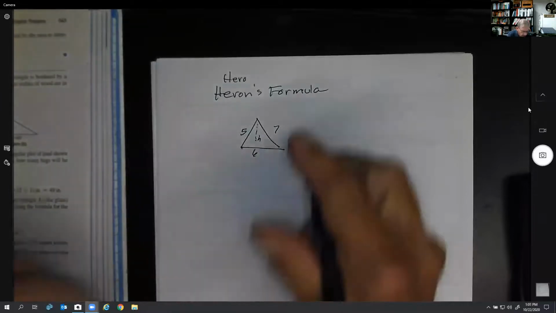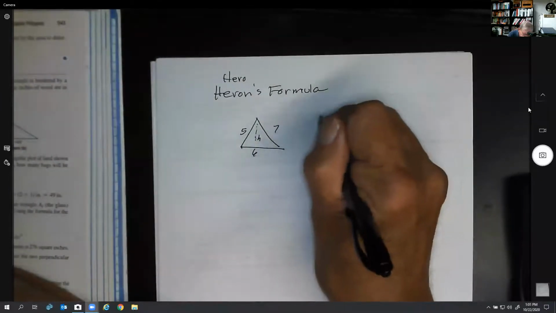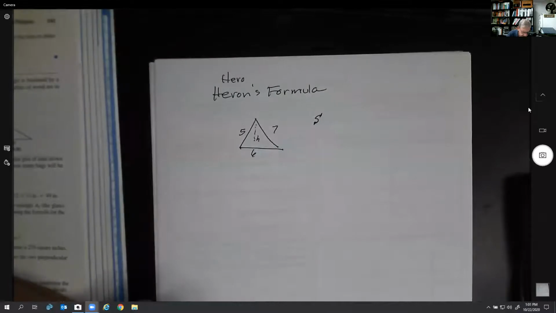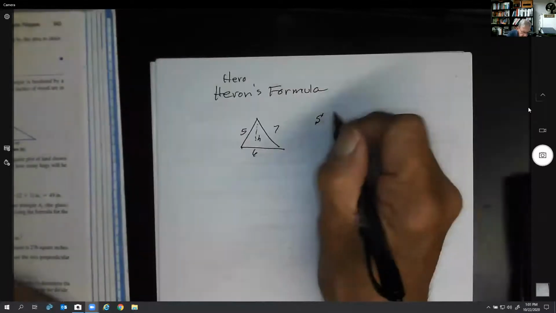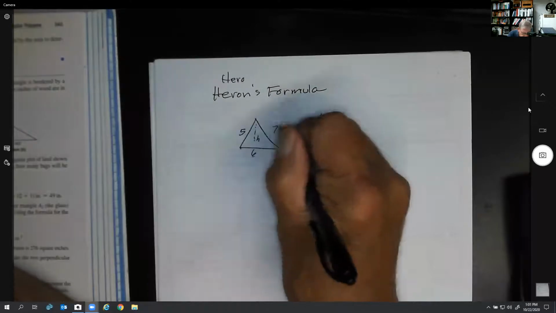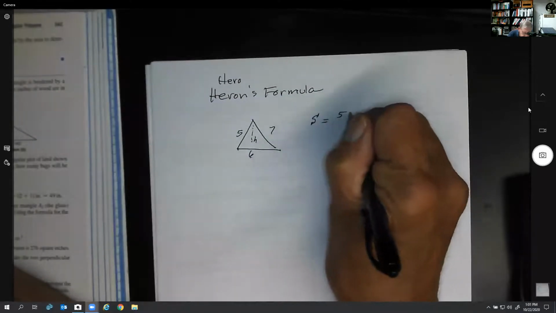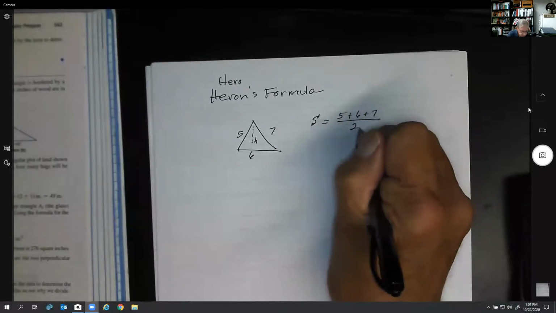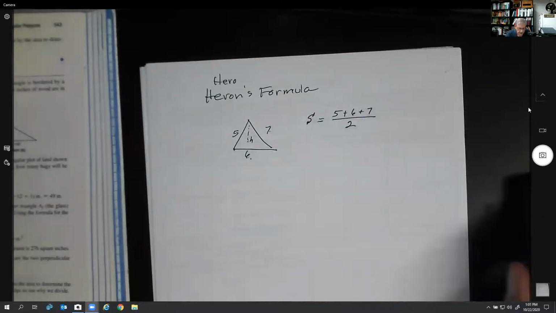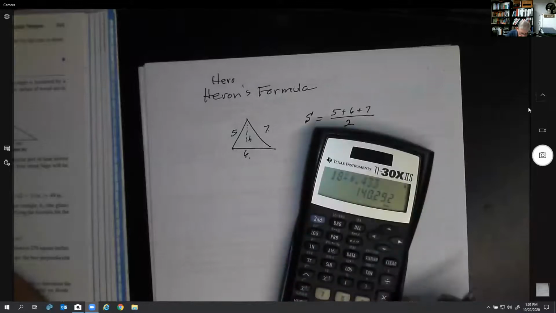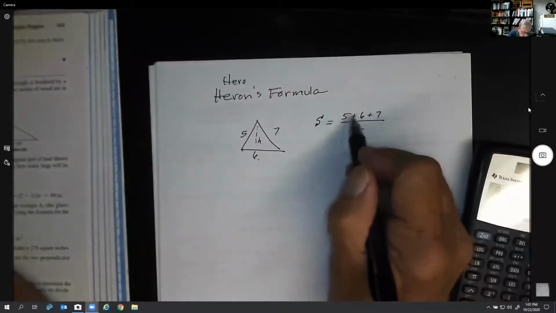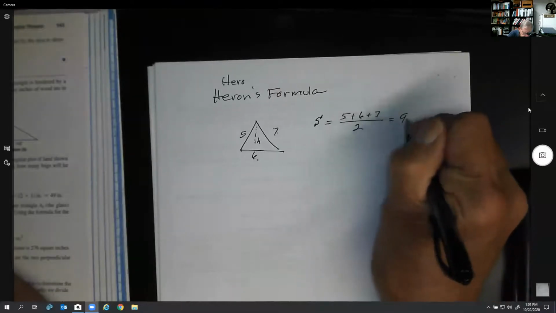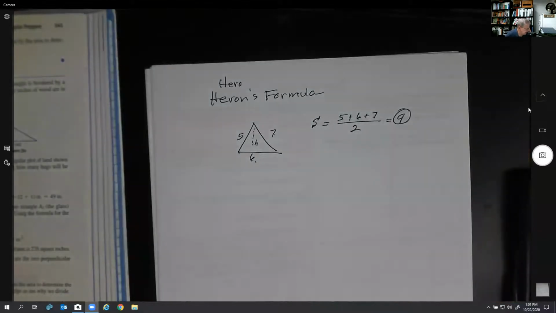First thing he did was figure out this, they call it S. It's just something we need for the formula, okay? And S is equal to the sum of the sides. Maybe that's why they called it S. You're going to add these together, and then you're going to divide that by 2. It's the sum of the sides divided by 2. But that's not the area, okay? But we want to add those up. Maybe I can just do it in my head. 5 and 6 is 11, plus 7 is 18, divided by 2 is 9, okay? So I calculate that out. I got 9 for this.